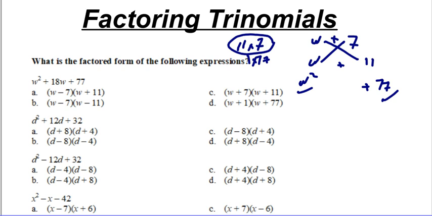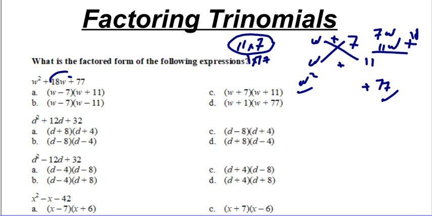Now we need to find the middle term. How can we find the middle term? By multiplying cross, W multiply 7 and W multiply 11. W multiply 7 equals 7W. And W multiply 11 equal 11W. 7W plus 11W equal 18W. So this middle term is 18W, correct answer.